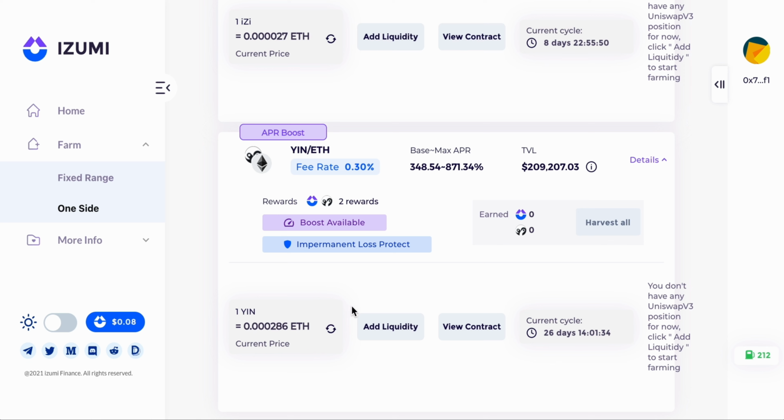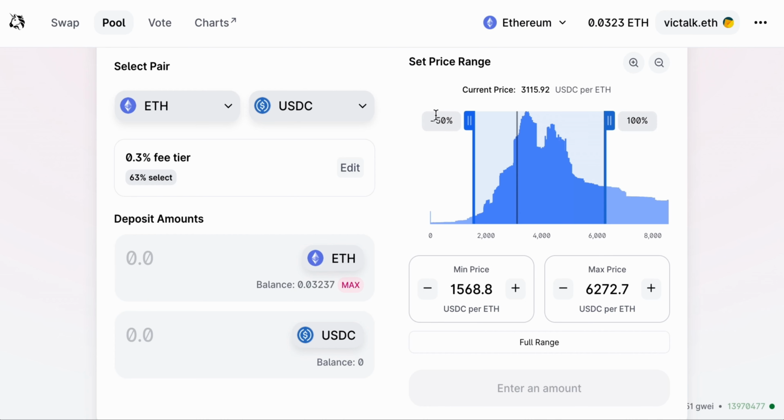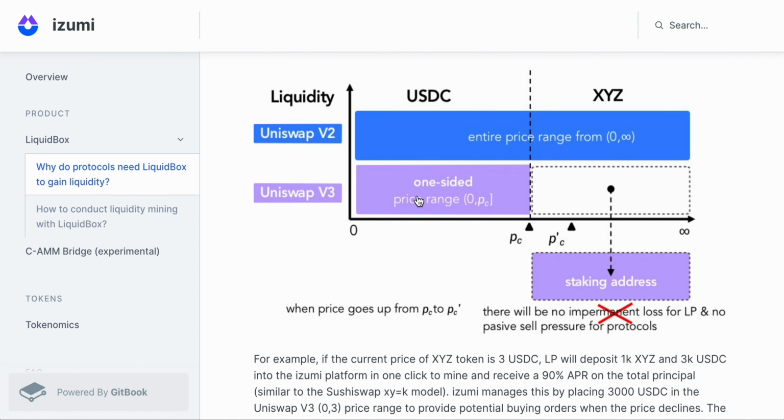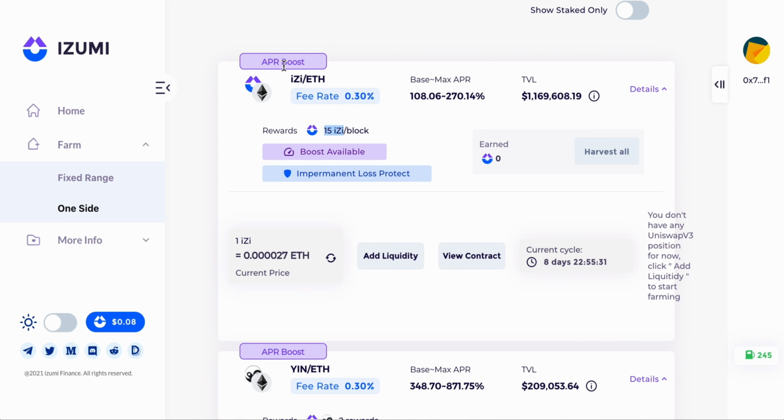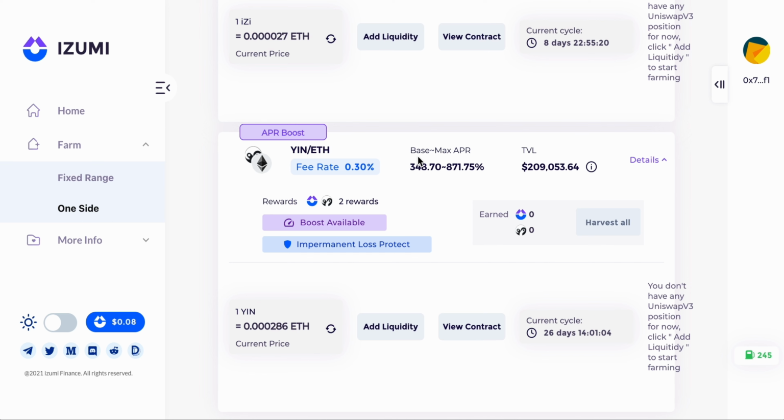Through one-side, users can receive up to 3 incomes. The first is a transaction fee from Uniswap V3, because we put the money on Uniswap V3, so you can receive the transaction fee. And the second is a reward from the iZi token. If you put the ETH in the one-side system, you can receive the iZi token as a reward. And the third reward is for the project party's governance token, like the iN token.